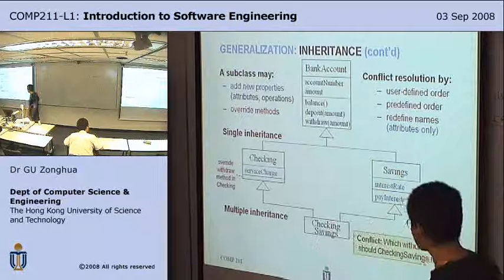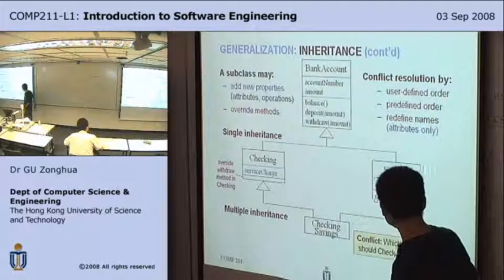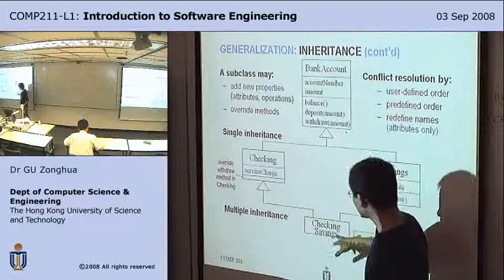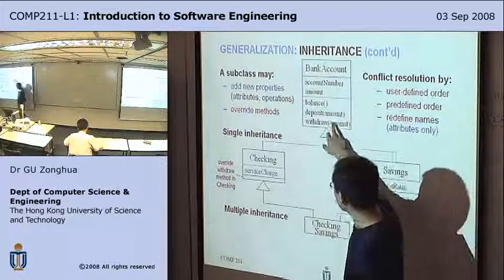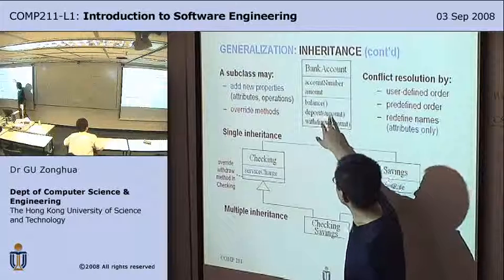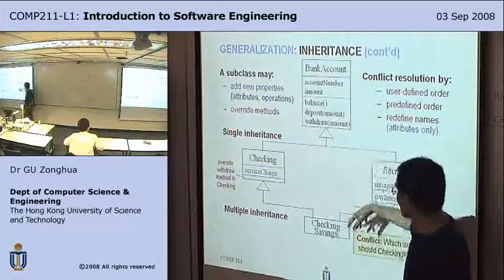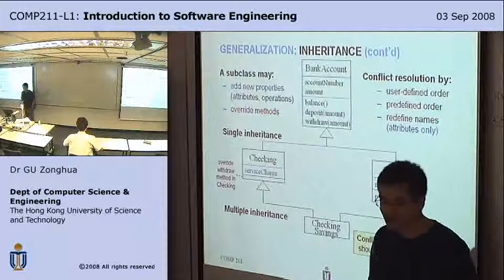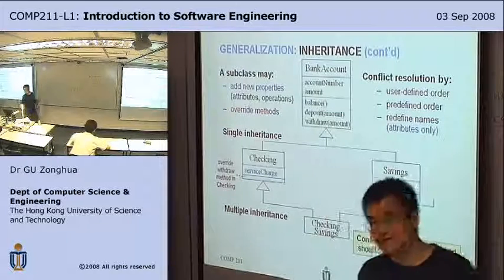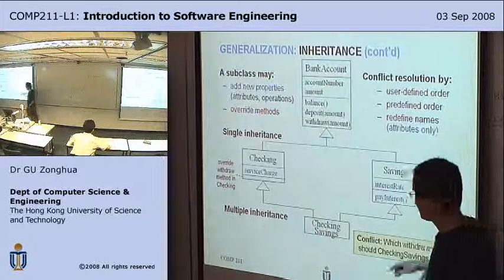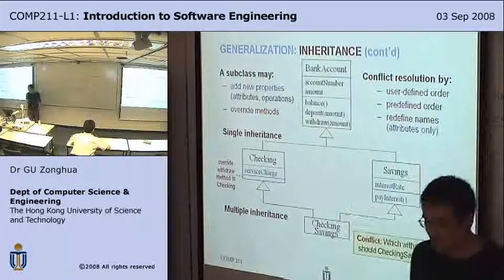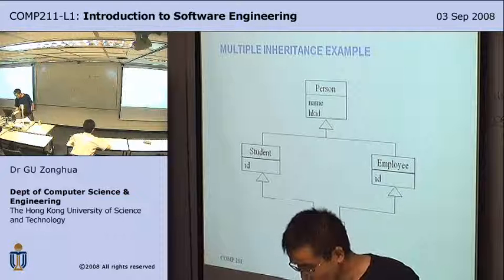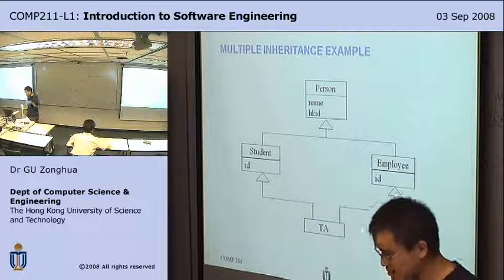So conflicts occur when an operation or attribute can flow to the same subclass through two different paths. One from one inheritance path and one from another inheritance path. Then you need to resolve the conflict. Obviously, if you disallow multiple inheritance, this problem goes away, right? So here's an example.